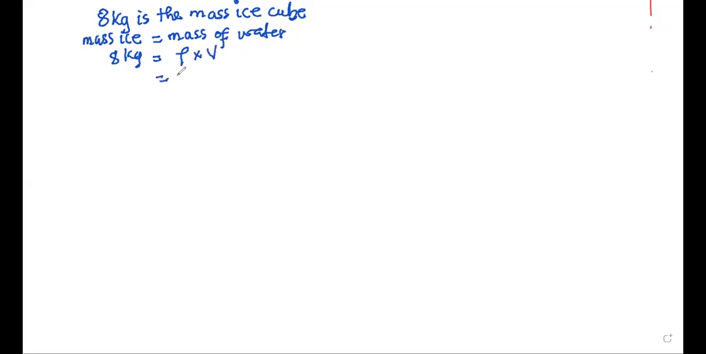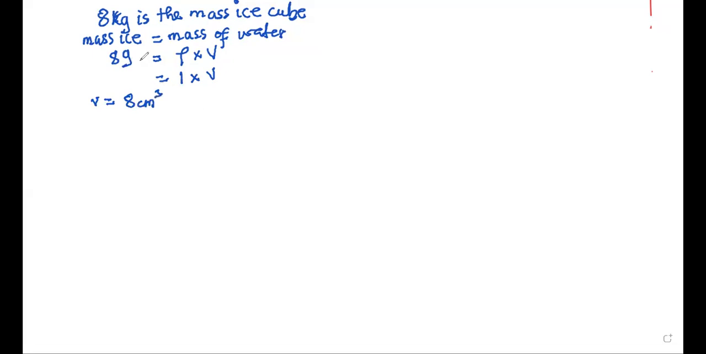Okay, let's use the mass in grams so that we can express the density in grams per cm cube. So if the mass is 8 grams, then the density of water will also be 1 gram per cm cube times the volume. Therefore, the volume of water that will be displaced will be 8 cm cube.